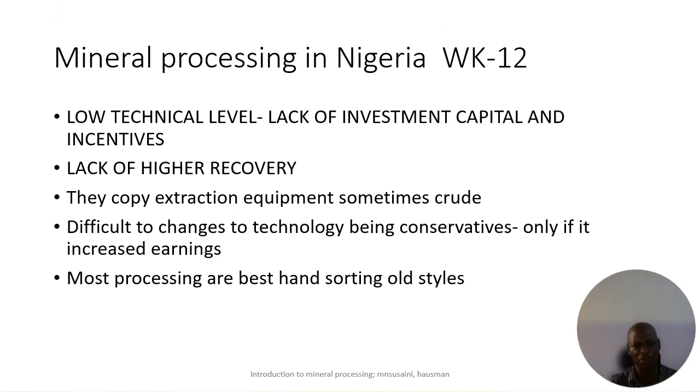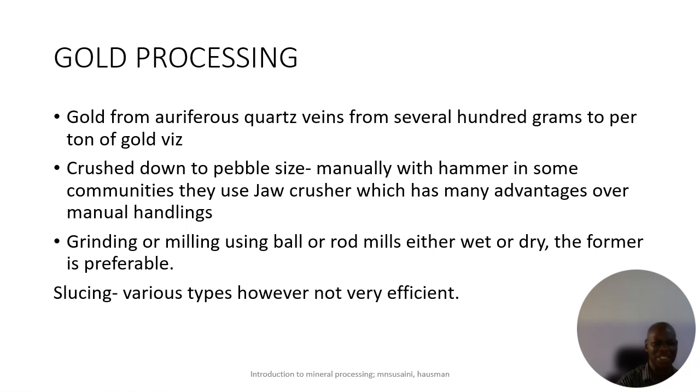The last week, which is week 14, we're looking at how mineral processing is happening in Nigeria. One, there's a low technical level, lack of investment capital, and lack of incentive for the mineral sector. Lack of higher recovery; the extraction equipment sometimes is crude, and it is difficult to change technology, being conservative. Most processing is by hand sorting, and therefore most of our minerals in this country are taken out unprocessed. And that is not good for our economy.